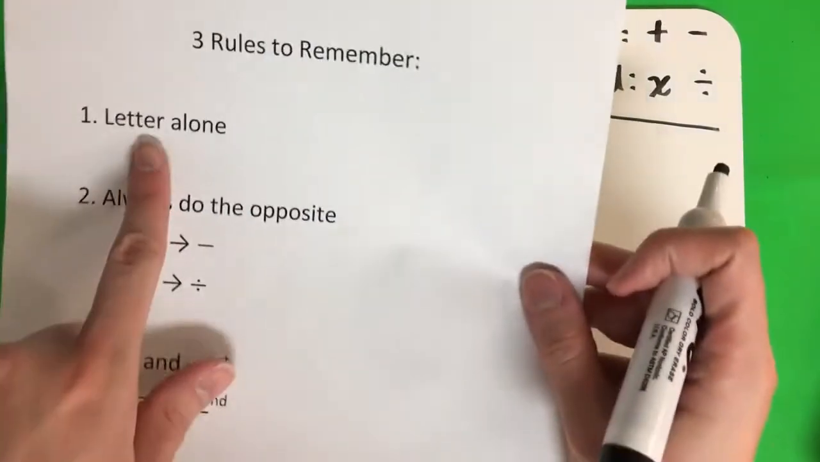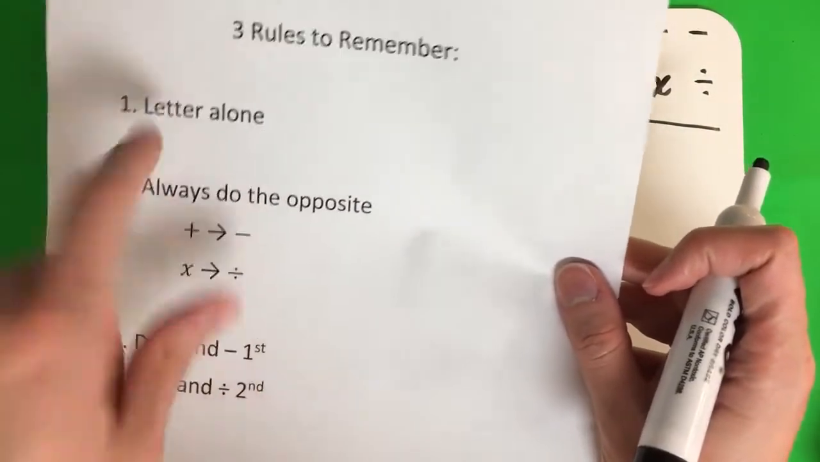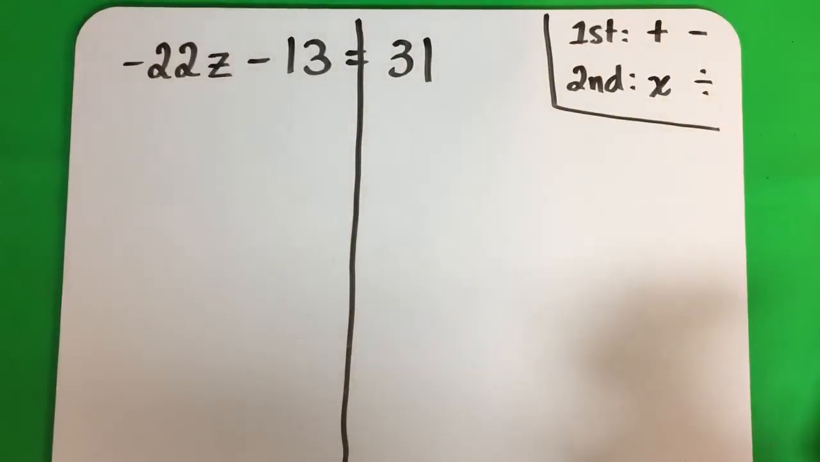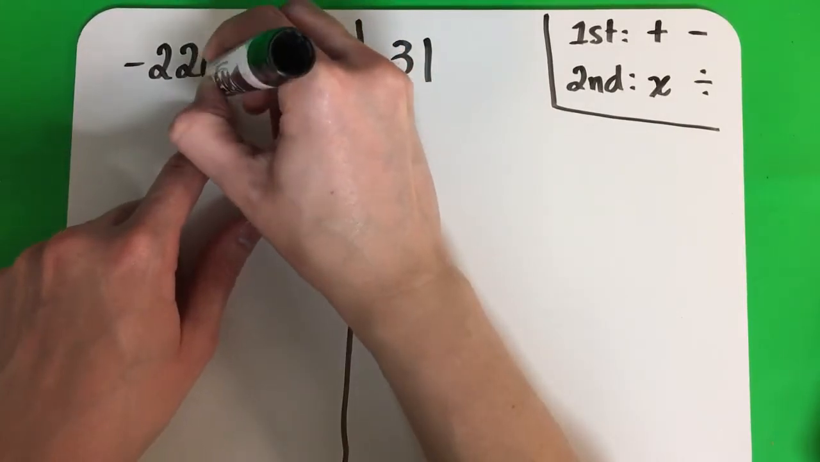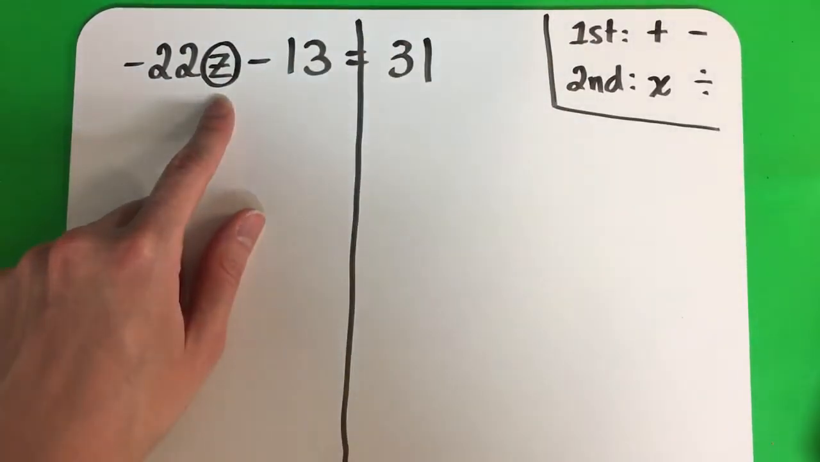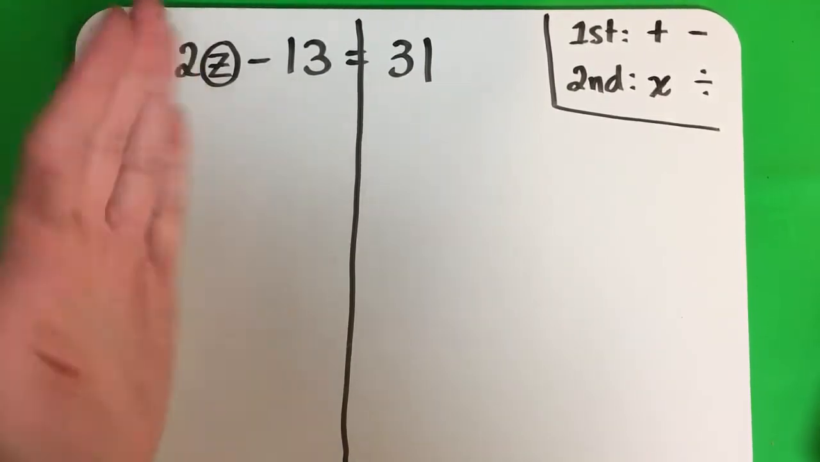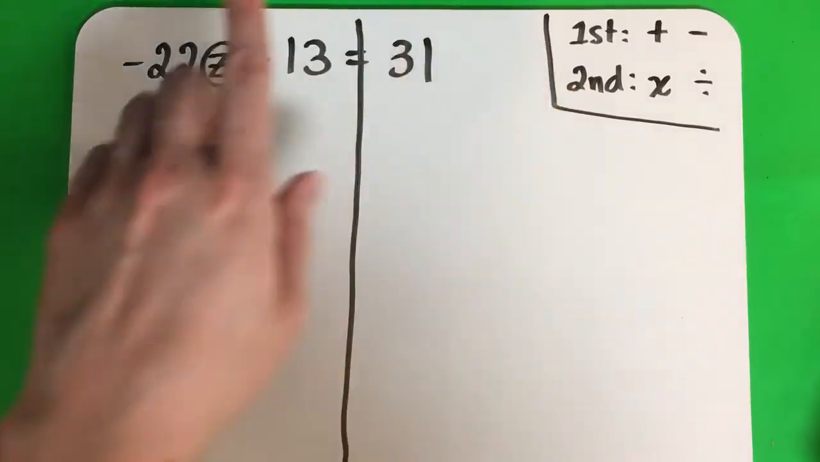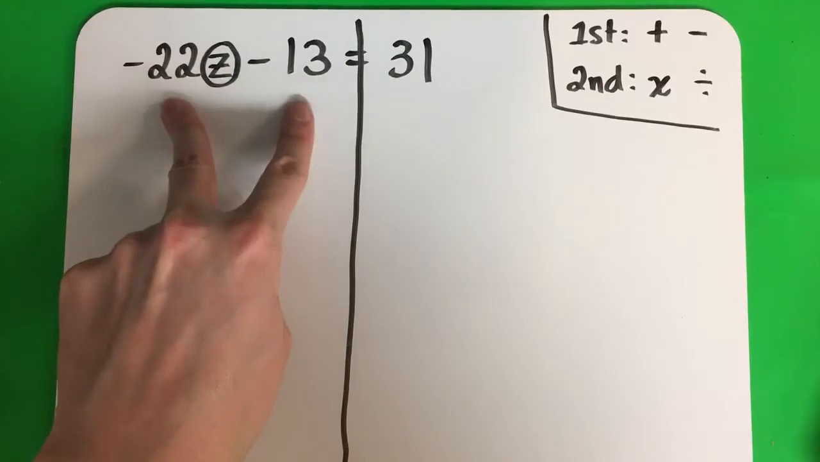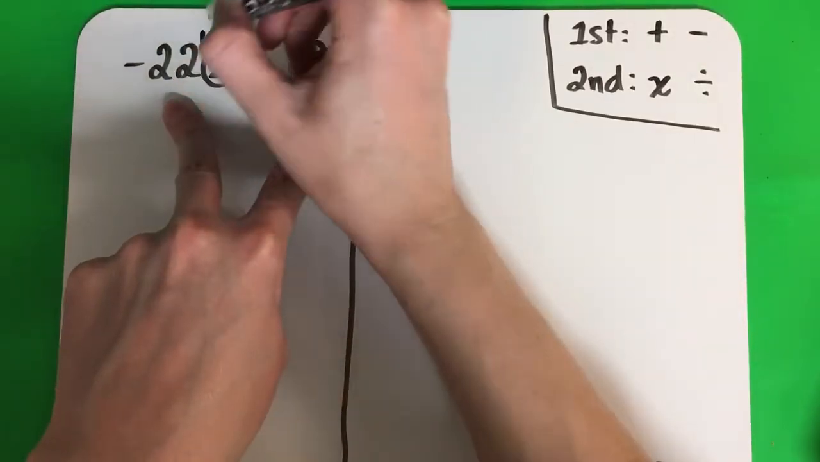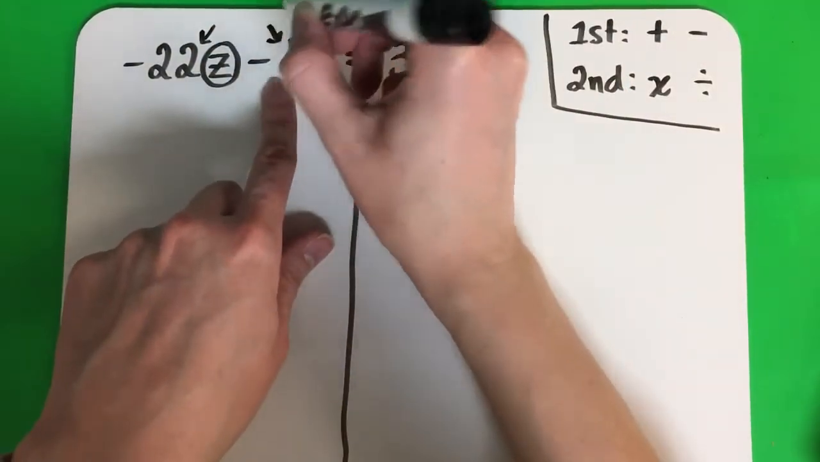Remember my first rule, my goal, letter alone, la letra sola, es mi meta. So my goal is to get the letter alone. Where's the letter? Here, Z. Is Z on the left, izquierda, or the right, derecha? It's on the left. What numbers are on the left? I have two numbers on the left: negative 22 and negative 13.